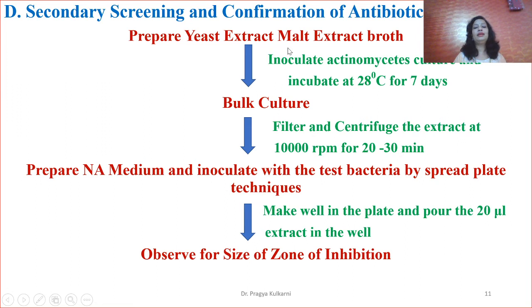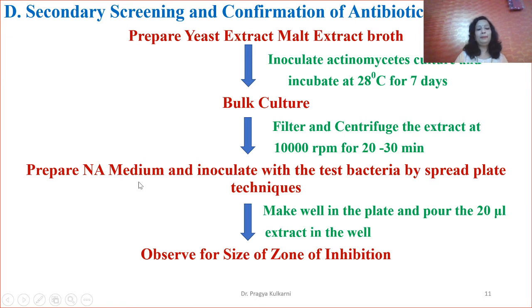For that, we have to prepare yeast extract, malt extract broth. The broth culture is prepared. We already have the composition of yeast extract, malt extract. Here we produce broth without agar. The broth culture is inoculated with actinomycetes culture and incubated at 28 degrees centigrade for 7 days. After 7 days, we get a bulk culture of actinomycetes broth. The culture is filtered and centrifuged to extract the antibiotic extract at 10,000 rpm for 20 to 30 minutes. Here we can also use a cooling centrifuge for extraction of antibiotic.